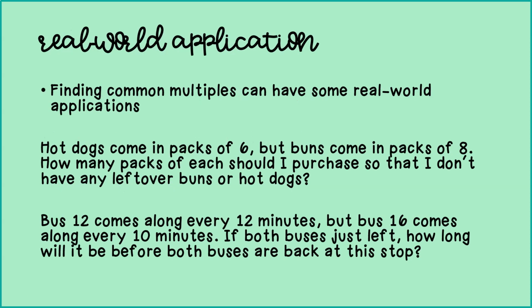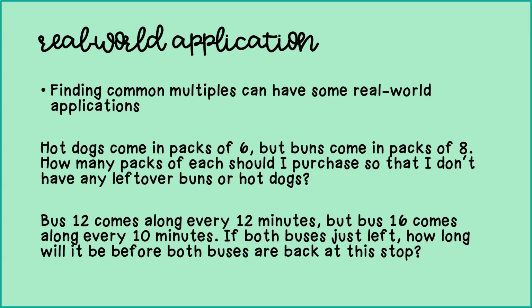Finding common multiples is a great situation to use math in the real world. So these types of situations are really interesting and engaging for the students, and it's also something to think about in your everyday life, like a hot dog and bun problem. If hot dogs come in a pack of 6, but buns come in a pack of 8, how many packs of each should I purchase so I don't have any leftover buns or hot dogs? So you're finding the least common multiple of 6 and 8, which is 24, and then you'll know you could purchase 4 packs of hot dogs and 3 packs of buns, and then you'll have 24 of each. So that's a great situation where students could see the real world application.